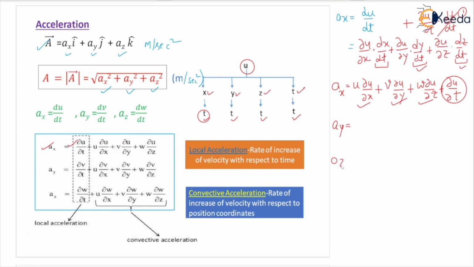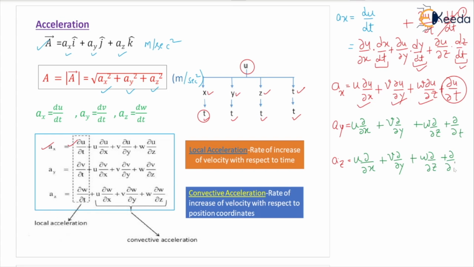Now what I will do, if you know ax, then you can write ay and az very easily. Look at this, how I can write az. Now see here, I will just write the common things. What are common in the equation? u ∂/∂x plus v ∂/∂y plus w ∂/∂z plus ∂/∂t. These things are common. Look at this. For az also I'll write the same: u ∂/∂x plus v ∂/∂y plus w ∂/∂z plus ∂/∂t.